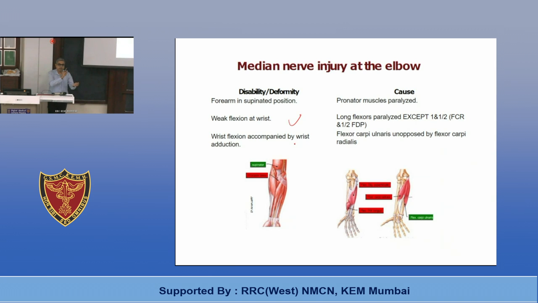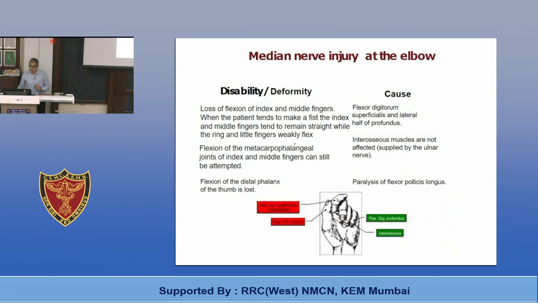Median nerve is paralyzed here, but the ulnar nerve is intact. So flexor carpi ulnaris can do weak flexion of the wrist joint, and the medial half of the flexor digitorum profundus also does. But the wrist is deviated. When you ask for the flexion, the wrist is deviated to this side because of flexor carpi ulnaris. So that is how you differentiate flexion, whether it is median nerve or ulnar nerve. If the wrist is deviated to the medial side, then it is because of the ulnar nerve, flexor carpi ulnaris and medial half of flexor digitorum profundus. In the hand, okay.